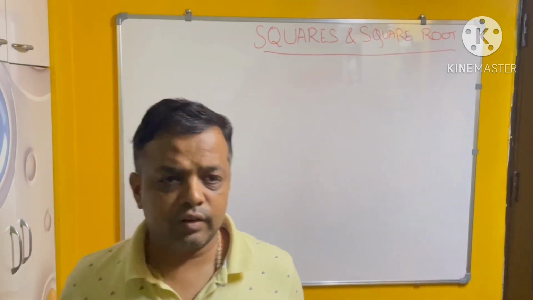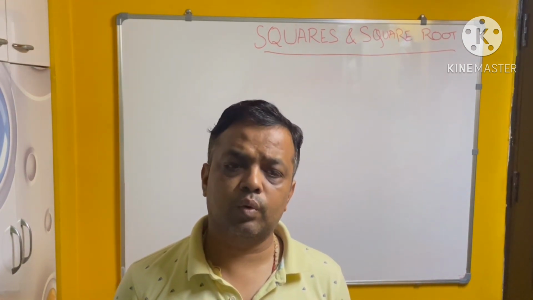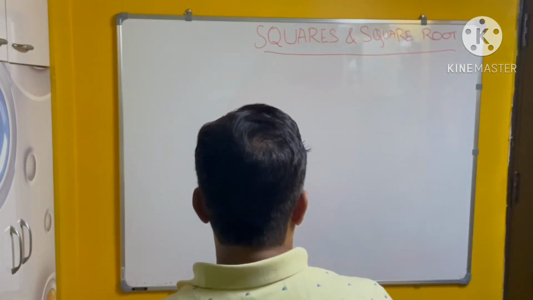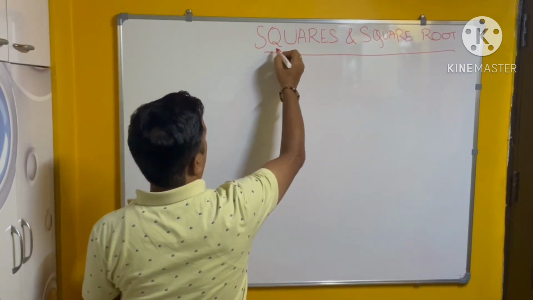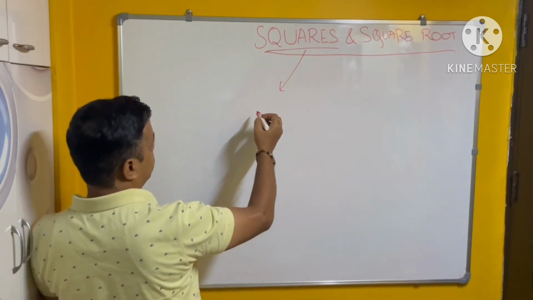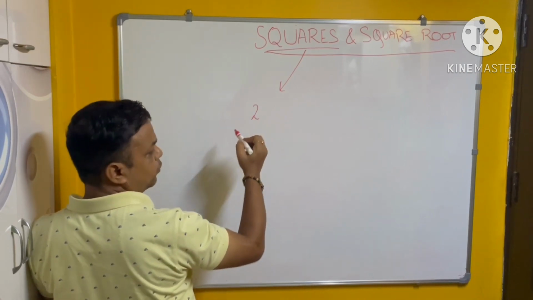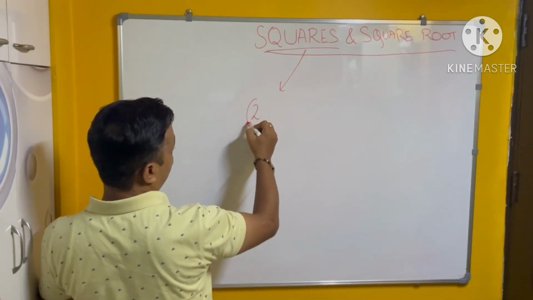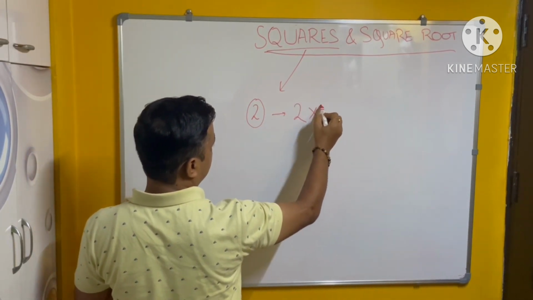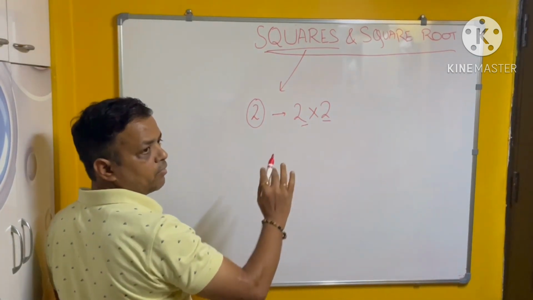So children, today we will start from squares and square roots. So what are squares? Okay, so what is this square? If any number is given, suppose 2, and we want to know its square, what we need to do is multiply this number by itself.